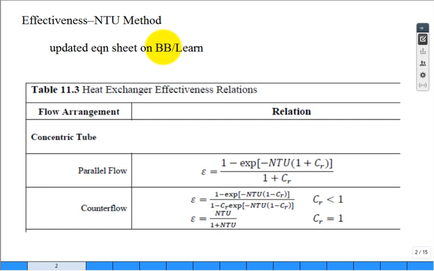One thing I did do is I put up an updated equation sheet that you can use for the exam on the Blackboard Learn. Show of hands, how many people have already seen it? Okay, not as many. I uploaded it Sunday. So you should be able to get it. It's like 30-some pages now. But it has these tables in it. And so this is a snippet of part of that table.